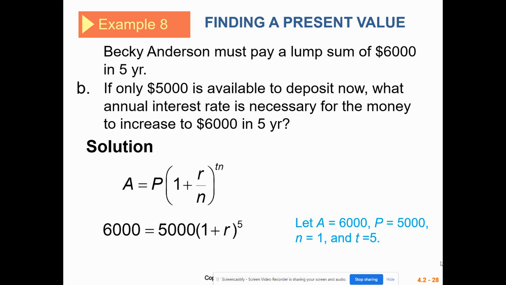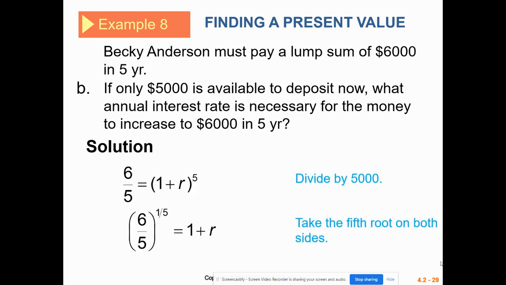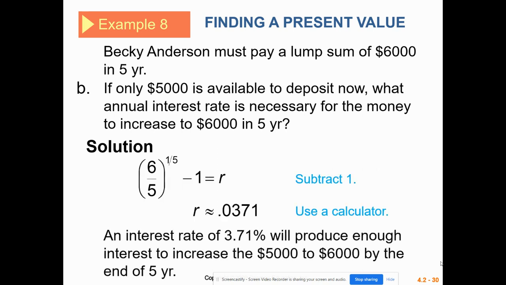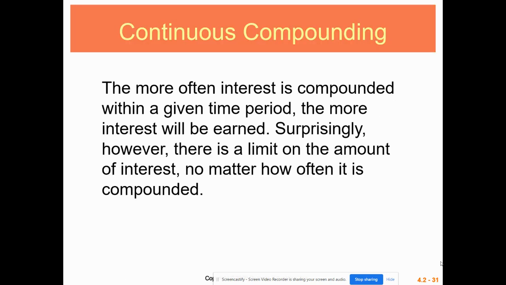The first thing we're going to do is identify where the R is. It's inside the parentheses, and that parentheses is taken to the 5th power. So we can't really separate the 1 from the R right now. What we can do, though, is get rid of the 5,000. So we're going to start off by dividing by 5,000, and then we're going to take the 5th root of both sides, and then we take 6/5 to the 1/5 power, or the 5th root of 6/5, subtract 1, and we end up with approximately 3.71% is the interest rate she needs.